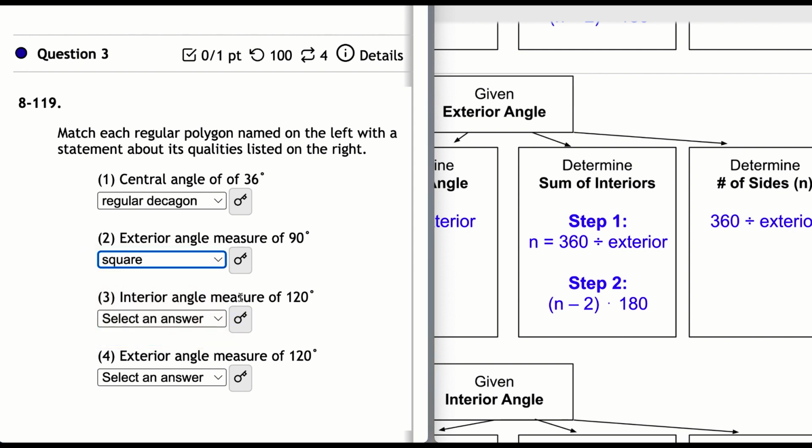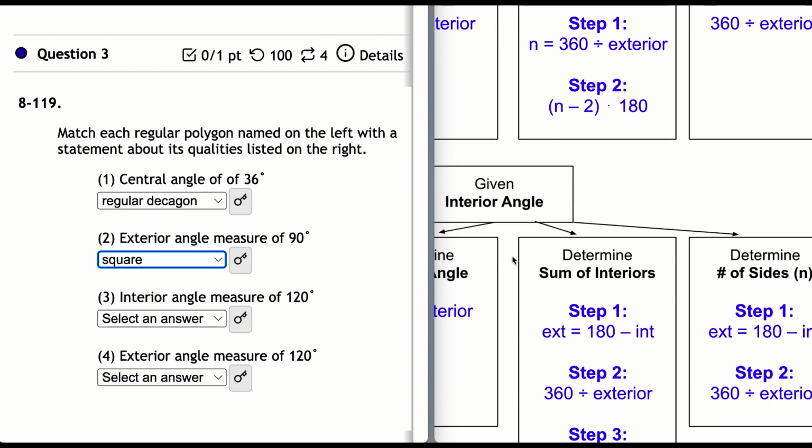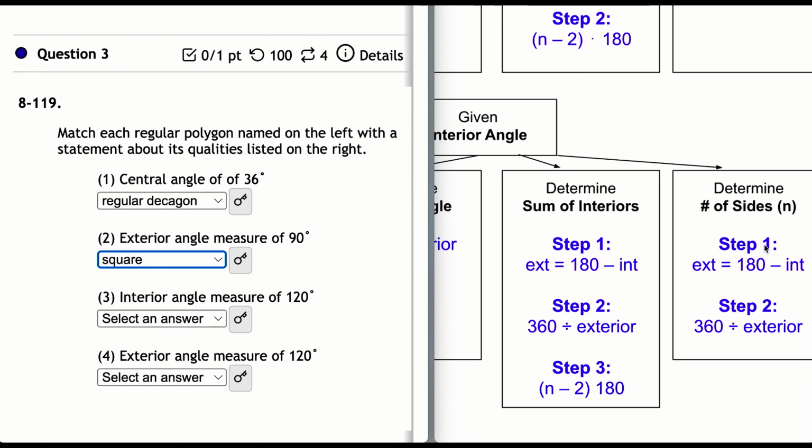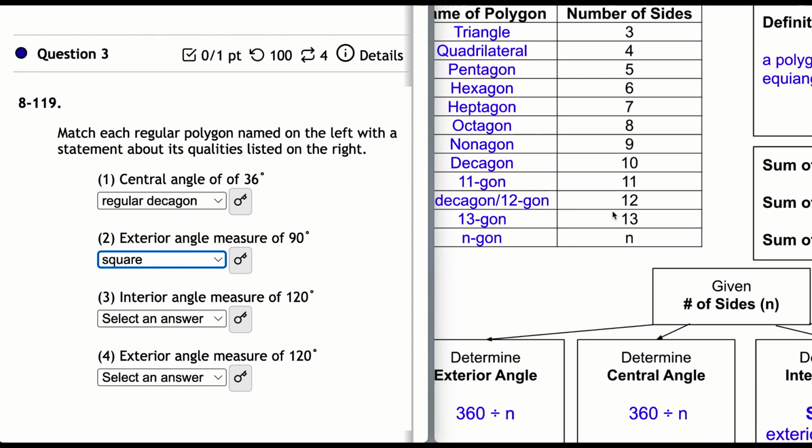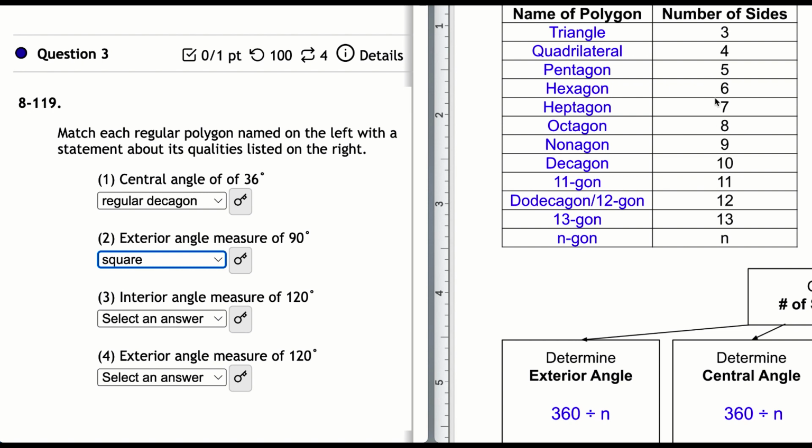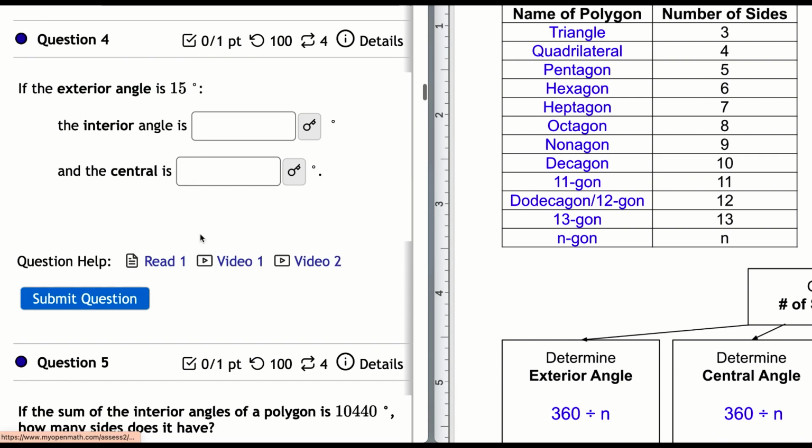You'll try these other two here where you have an interior angle measure of 120, and then you're going to just go to where it says interior angle, and then it walks you through the steps of how to find the number of sides. And then use the number of sides to determine the name you're going to use from the picture, or from the answer you get for the number of sides. Try the last two on your own.